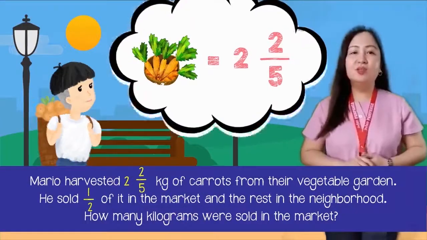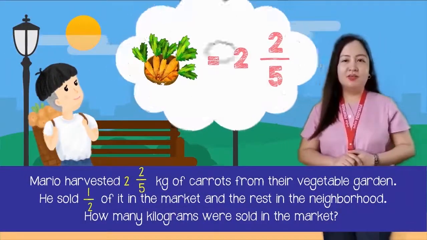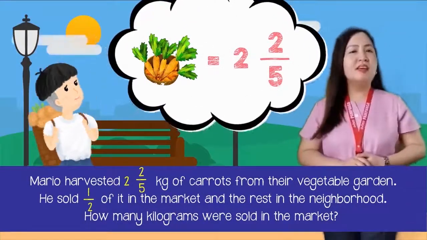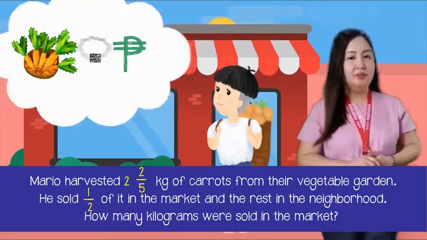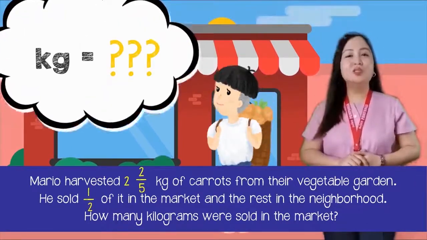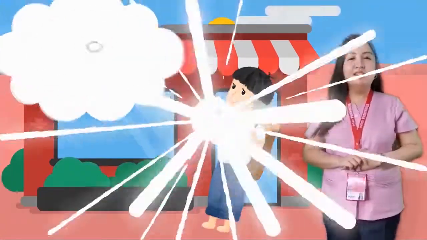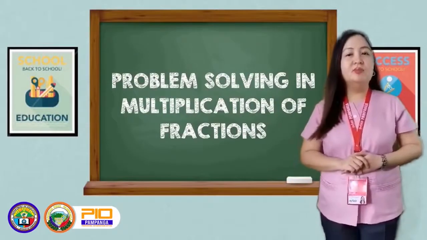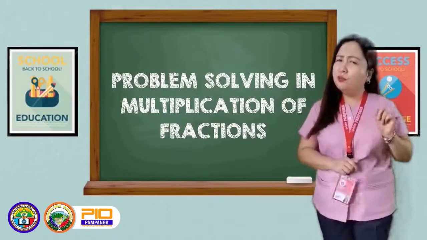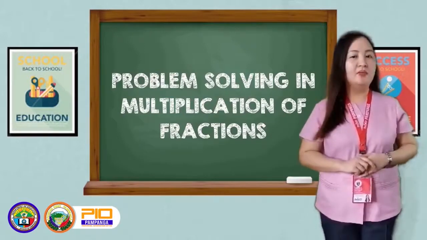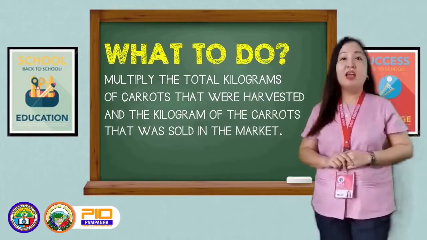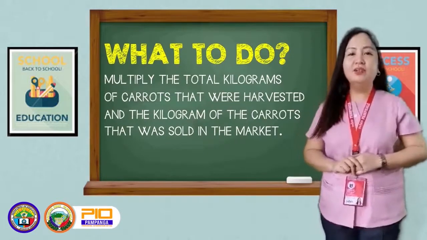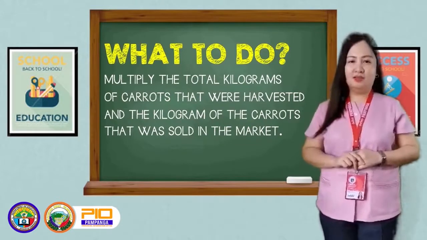Let us read the problem. Mario harvested 2 2/5 kilograms of carrots from their vegetable garden. He sold 1/2 of it in the market and the rest in their neighborhood. How many kilograms were sold in the market? This is an example of a problem solving in multiplication of fractions. If we are going to solve this problem, all we have to do is to multiply the total kilograms of carrots that were harvested and the fraction of the carrots that was sold in the market.